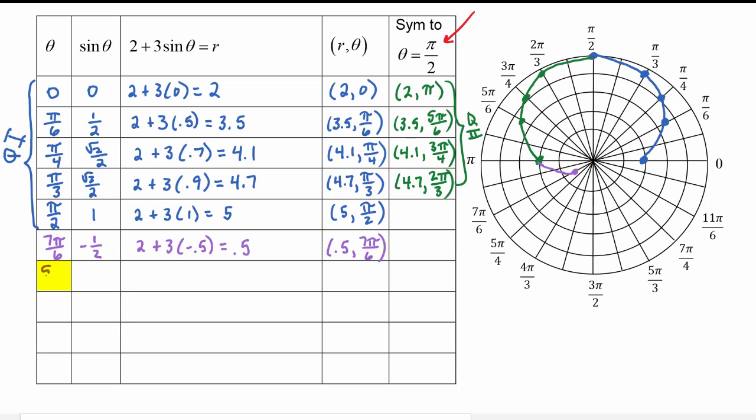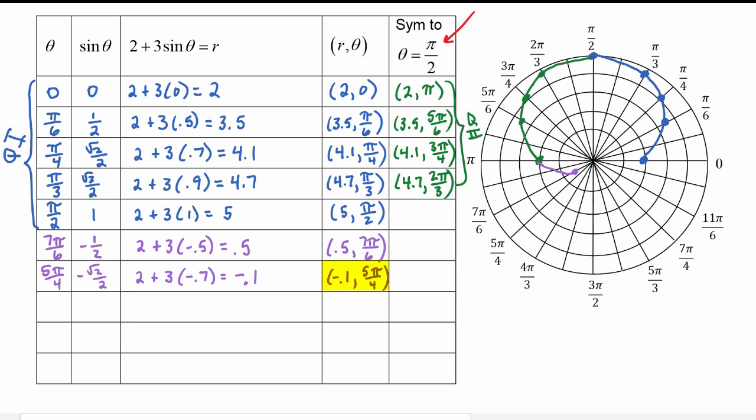Next up is 5 pi over 4. We know that the sine of 5 pi over 4 is negative radical 2 over 2. So to find r, we do 2 plus 3 times negative 0.7. So this becomes 2 minus 2.1. So this is negative 0.1. It's our first negative radius of graphing here. So we will plot the point (negative 0.1, 5 pi over 4).